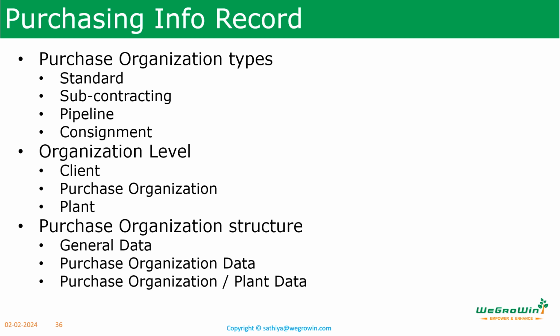An info record contains various details. In general data it gives the vendor master number, reminder data, order unit, etc. In purchase organization data it gives the delivery time, minimum quantity, gross price, etc. Also in purchase organization plant data it gives the plant delivery time, minimum quantity, gross price, etc. So when you create the purchase order, the system searches for a valid info record for the purchase organization and plant combination. If no such info record exists, the system searches for the purchasing organization only.